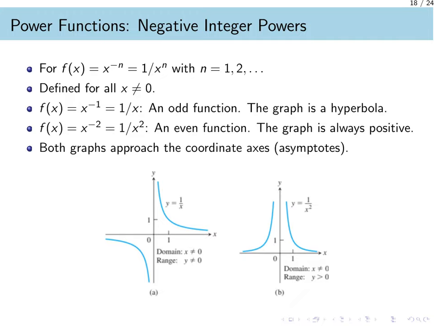Power functions with negative integer exponents are fundamental for modeling inverse relationships, like how pressure and volume are related. We write these functions as f of x equals x to the power of negative n, which is the same as 1 divided by x to the power of n. A critical point is that because division by 0 is undefined, these functions exist for all real numbers except when x is 0. For example, the function f of x equals 1 over x produces a graph called a hyperbola.